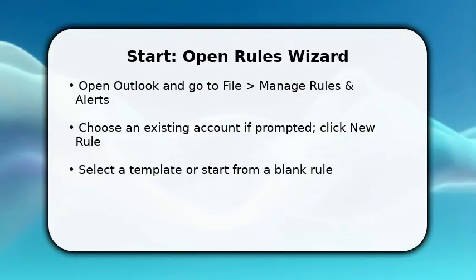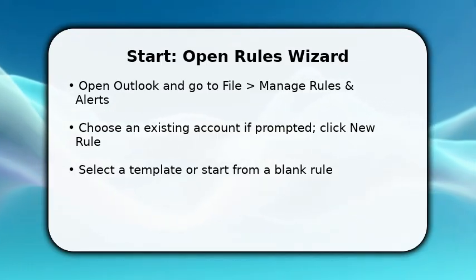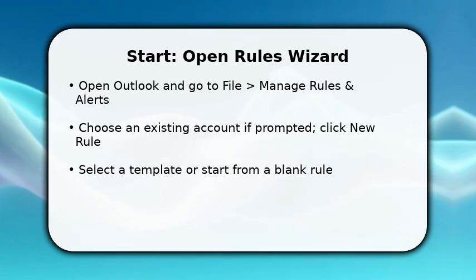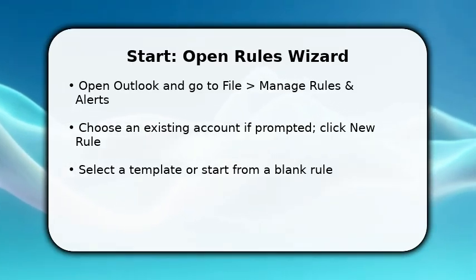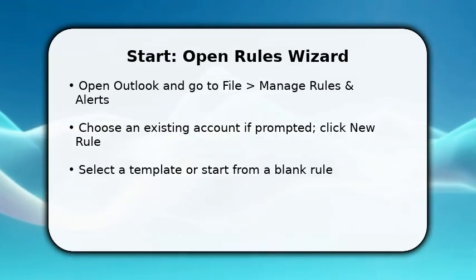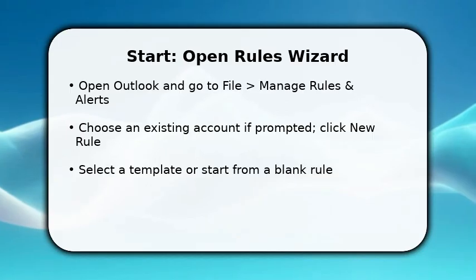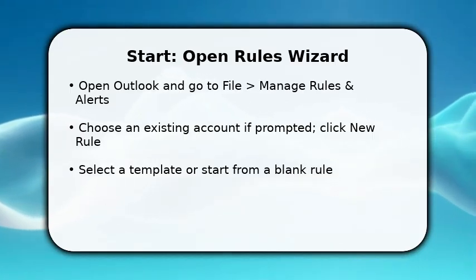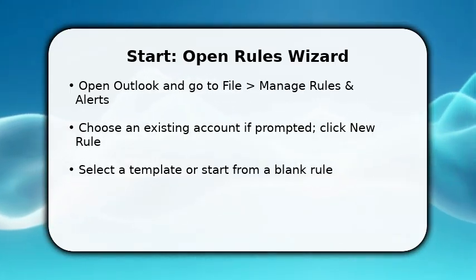You begin by opening Outlook's Rules wizard so you can automate message handling immediately. First, go to File, choose Manage Rules and Alerts, and pick the account you want rules on. Once done, click New Rule. Select a template to speed things up or start from a blank rule if you need full control. This first step sets the scope and saves time later.